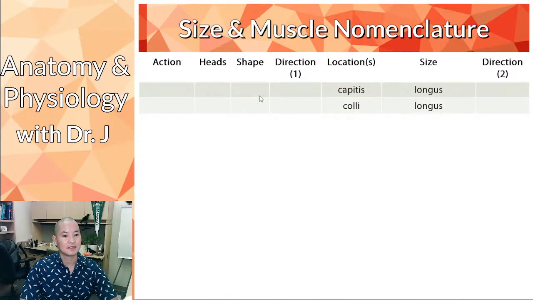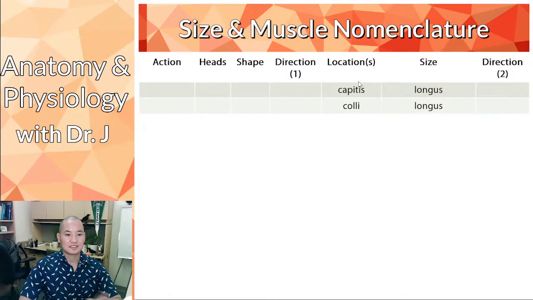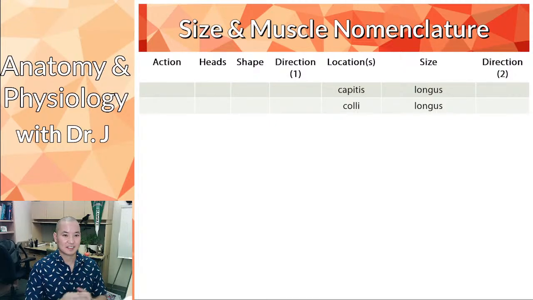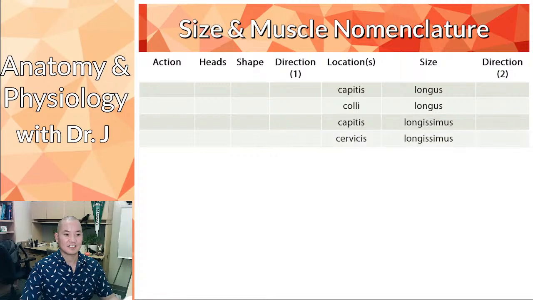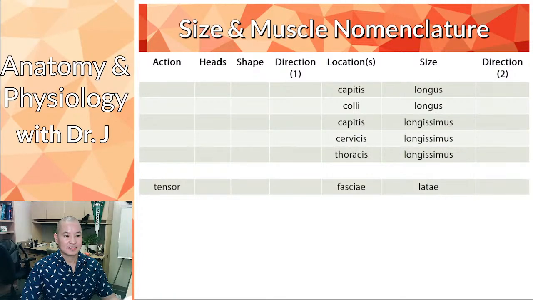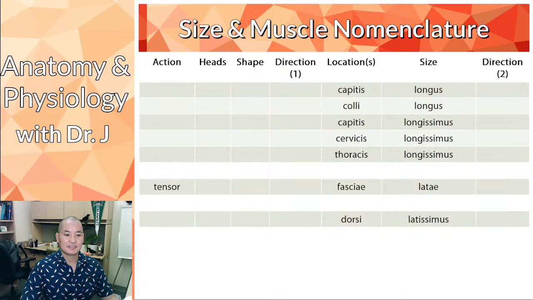Okay, so the great thing is that size. Sometimes they say this muscle is long, or sometimes they say it's extra long. It's the longest. Sometimes they say it's not only wide, but it's also the widest. So lata, latae, and latissimus, or another way to think of it.